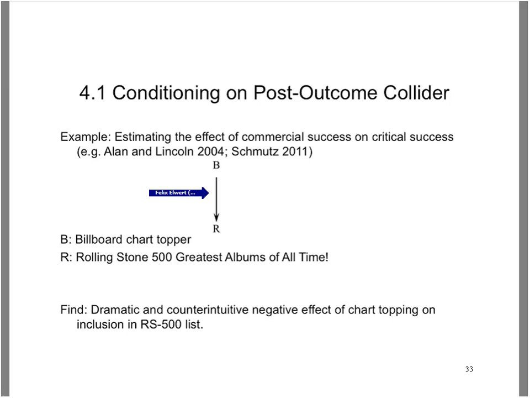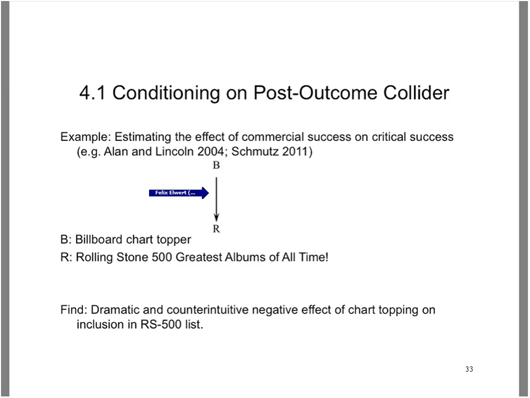The theory here is that the Rolling Stone editors cannot know all rock and roll albums, but they certainly know every album that has topped the Billboard charts, and hence topping the Billboard charts should increase the chance of winning the Rolling Stone 500. But a number of studies have found a dramatic and counterintuitive negative effect of chart topping on inclusion in this list.